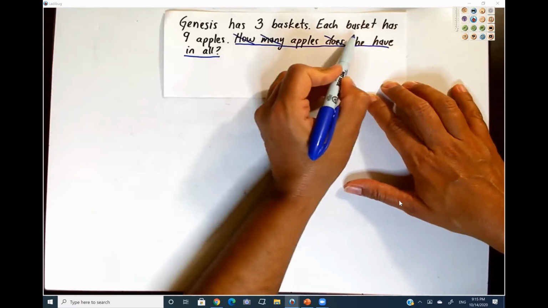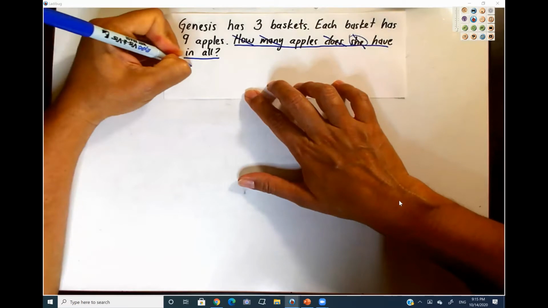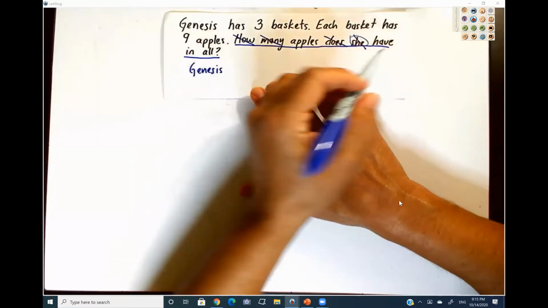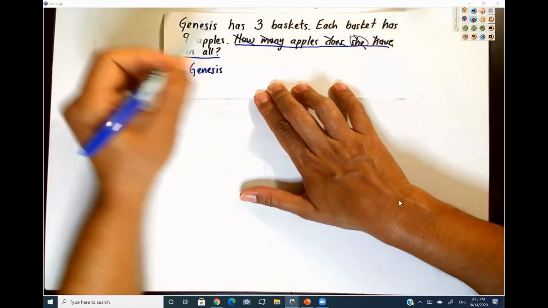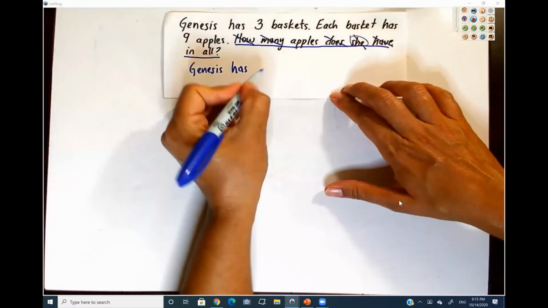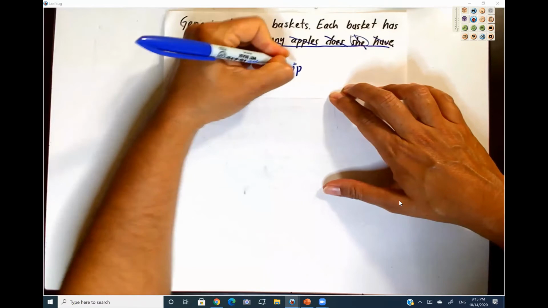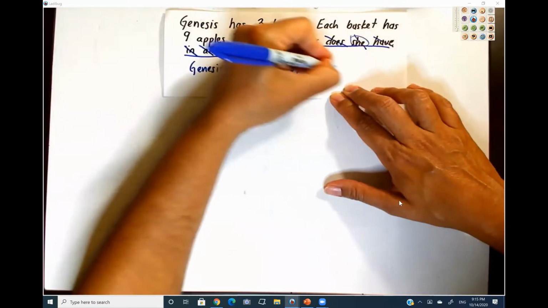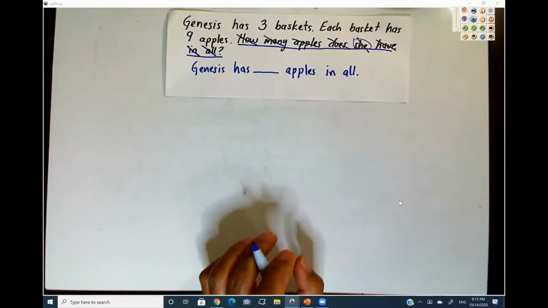Now I know she is Genesis, and I always start with my noun. So I'm going to put here Genesis. Instead of have, I'm going to put has, because the auxiliary verb does is going to modify the verb. Genesis has blank apples in all. So that's my answer statement, and that's what I need to figure out today.